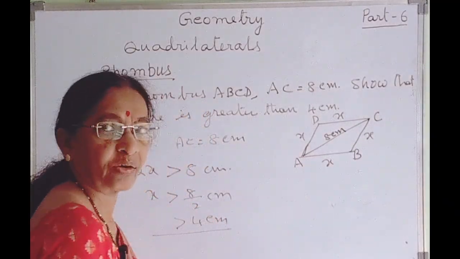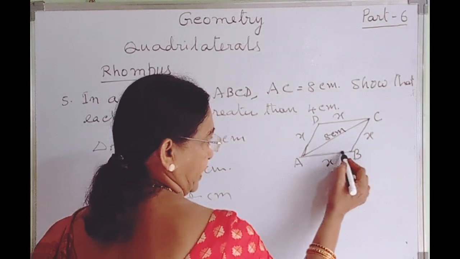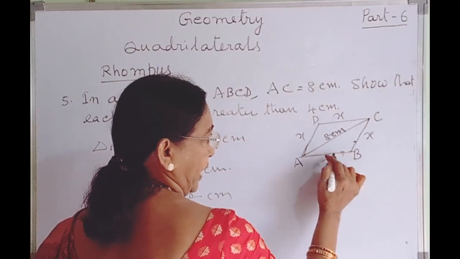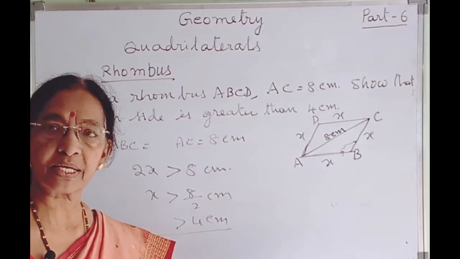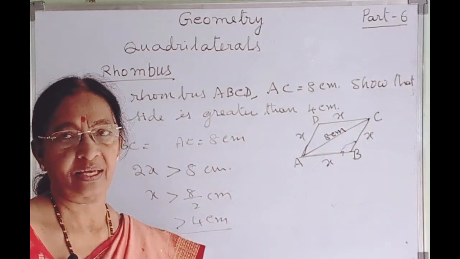Therefore, a rhombus is not formed, because if you see, this is 3 centimeters and this is also 3 centimeters, so we cannot meet those two. The sum of any two sides of a triangle must be greater than the third side. That is the law.